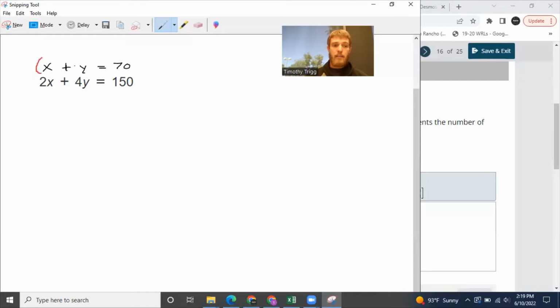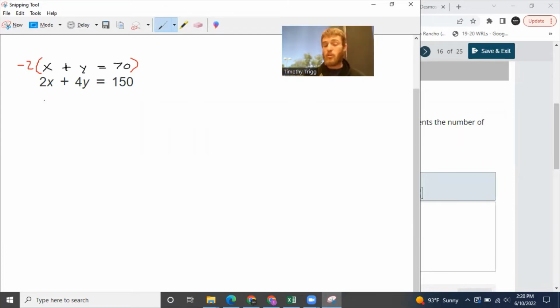I'm going to multiply this top equation by something to help me eliminate one of the variables. If I want to eliminate the x's, I would multiply by -2. That way it'll be -2x and then a positive 2x down here. If I wanted to eliminate the y's, what do you think I would multiply by? Well, I'd multiply by -4. So it just depends on what you want to eliminate first.